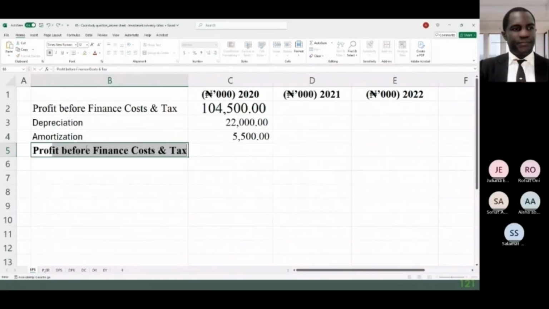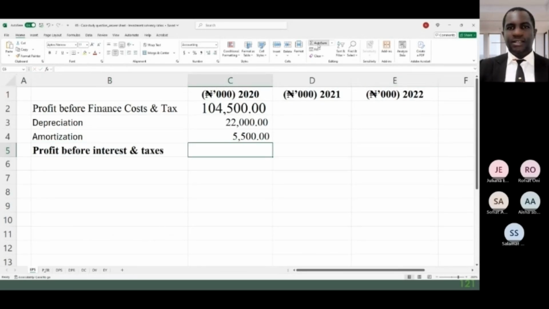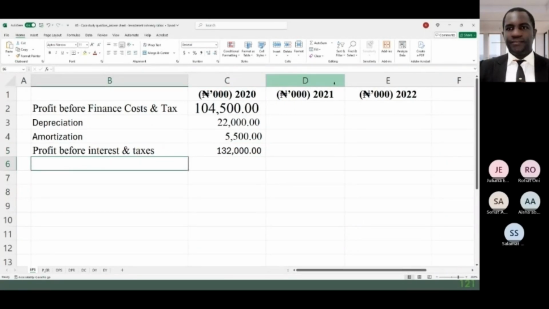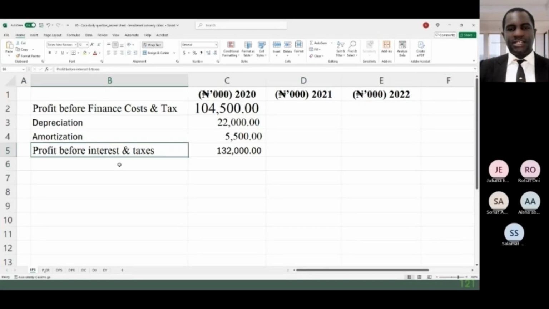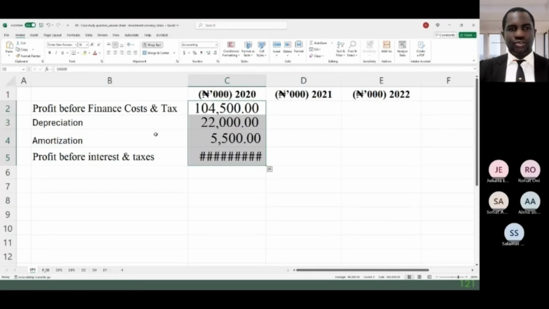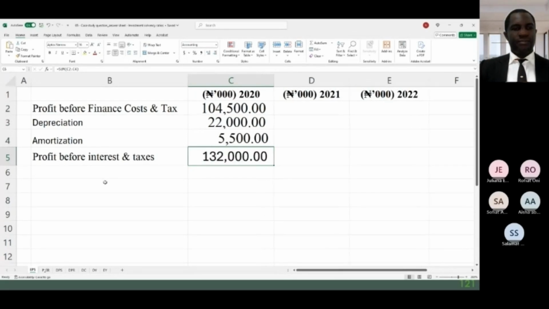So our profit before interest and taxes is the addition of these three variables, which gives us 132 million. Please feel free to interject as we are doing this calculation. If you have any question, just stop me and I'll clarify. So for 2020, we have the profit before interest and taxes as 132 million naira. Very simple.